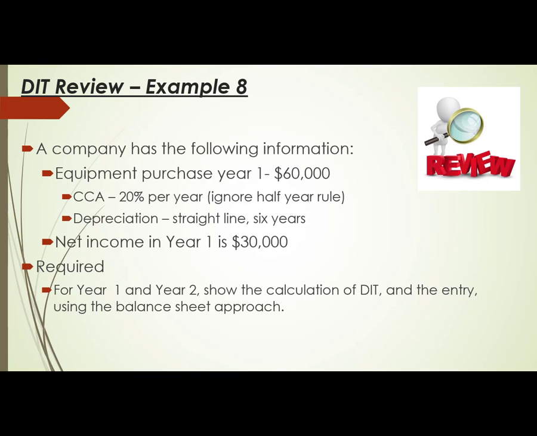So let's look at a quick example. We've got a company, they have the following information. They purchased equipment in year one for $60,000. They have CCA at 20% per year, and we're ignoring the half-year rule. They calculate depreciation straight line over 6 years. Their net income in year one is $30,000. For year one and year two, we're going to show the calculation of our DIT and the entry, using the balance sheet approach, which is what we did in intermediate accounting.